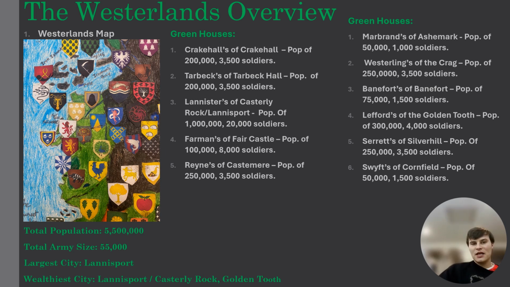All right, the Farmans of Fair Castle. So Fair Castle is the boat sigil. It has red on the outside, then yellow, then blue with the 3 boats. It's that little island right west of the 2 lions.